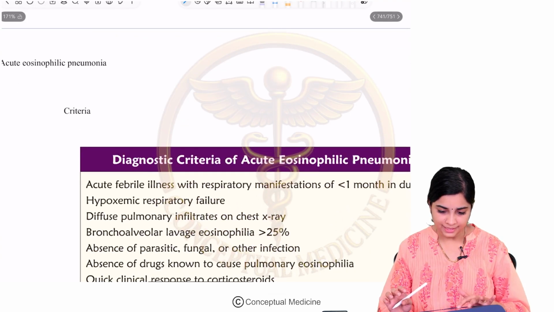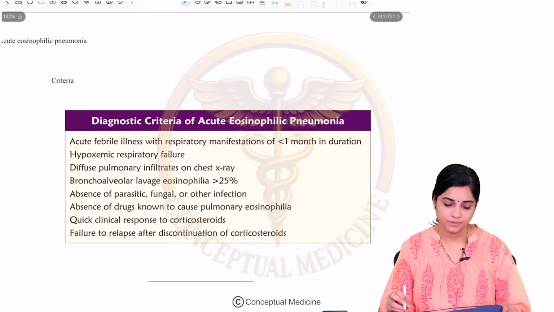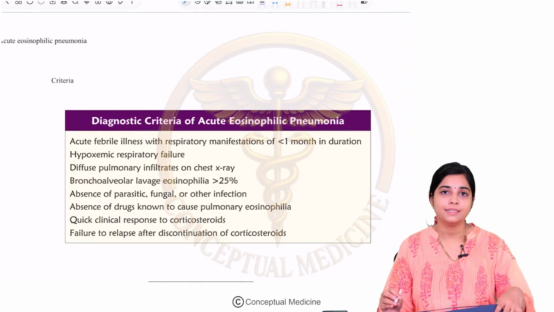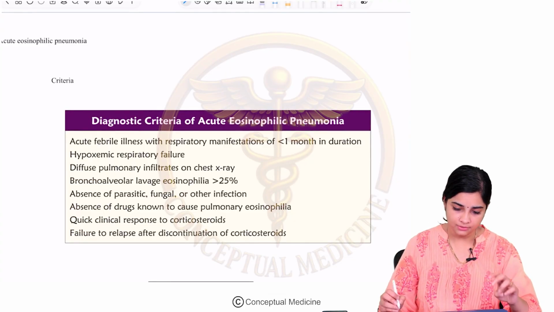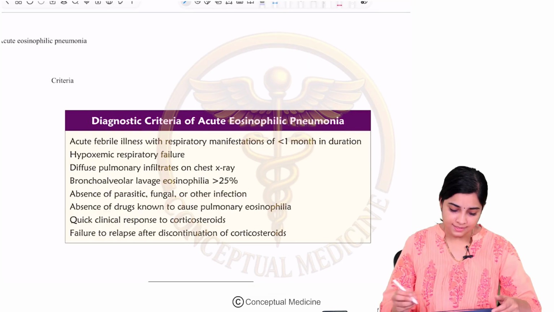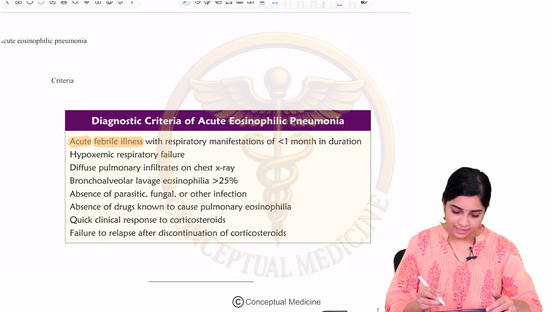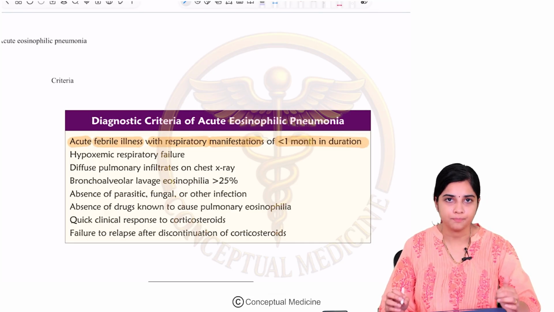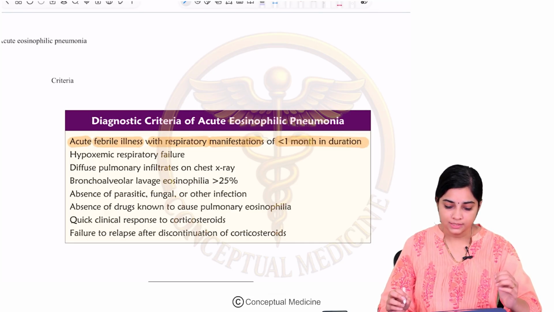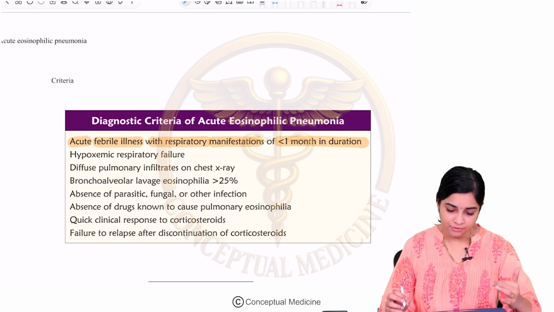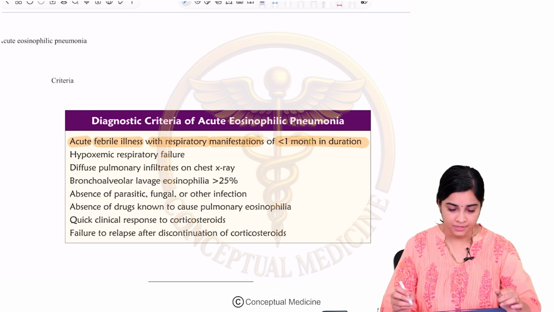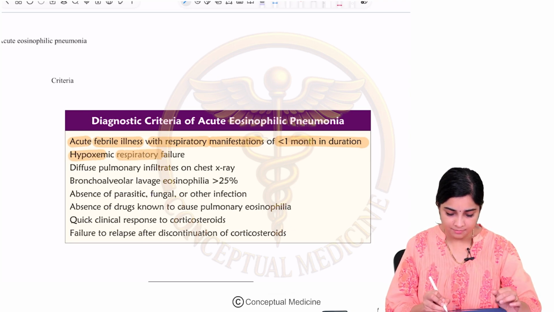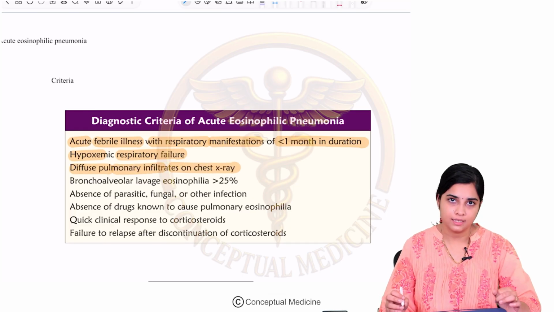So first we will look at acute eosinophilic pneumonia. Okay, so let us look at the diagnostic criteria for acute eosinophilic pneumonia. So this is characterized by an acute febrile illness with respiratory manifestations of less than 1 month in duration, and it is characterized by hypoxemic respiratory failure with diffuse pulmonary infiltrates on the chest X-ray.